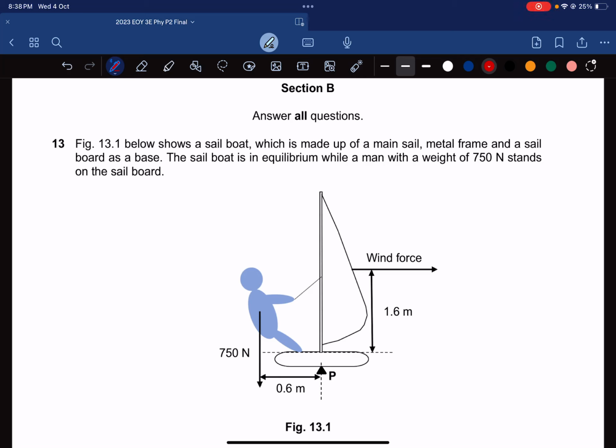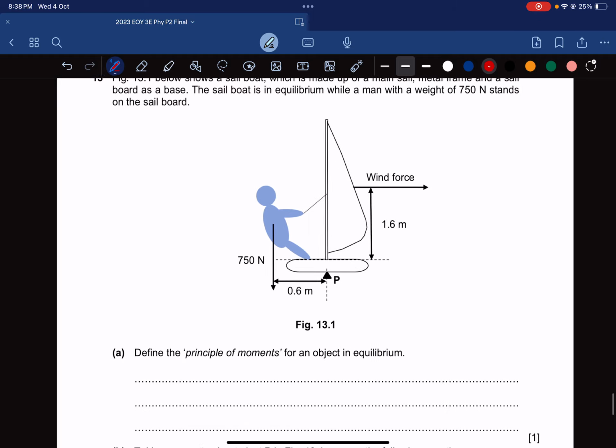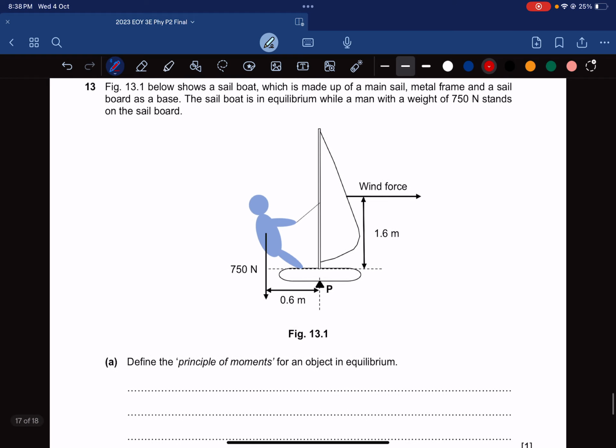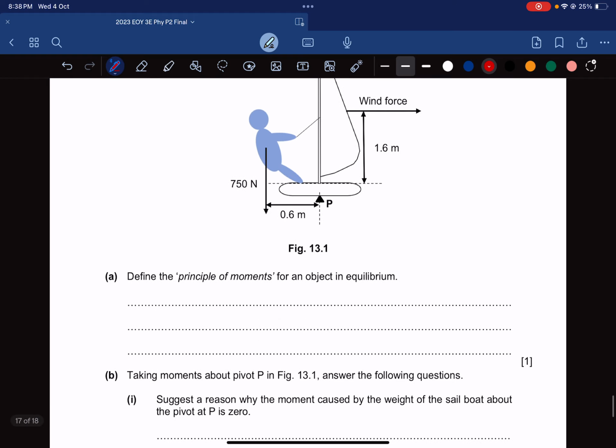Now we look at section B, the last question of the paper. Question 13, we have a sailboat which is in equilibrium while a man of weight 750 newtons stands on the sailboard. So first part, define the principle of moments. I won't go through this because this is a standard definition question.